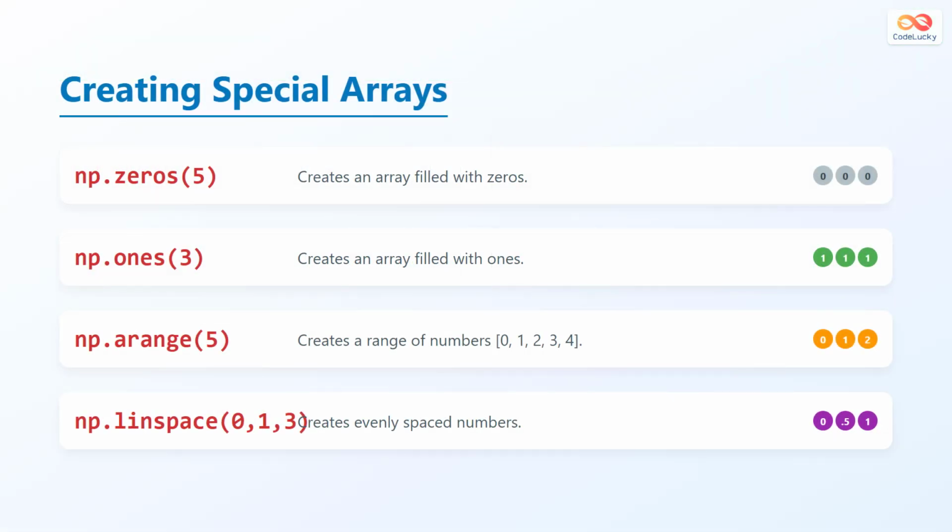You don't always create arrays from lists. NumPy has helper functions to generate data quickly. np.zeros creates an array full of zeros. np.ones fills it with ones. np.arange creates a sequence of numbers, similar to the Python range function. And np.linspace gives you evenly spaced numbers between two points.